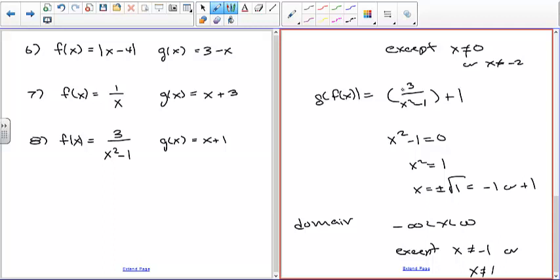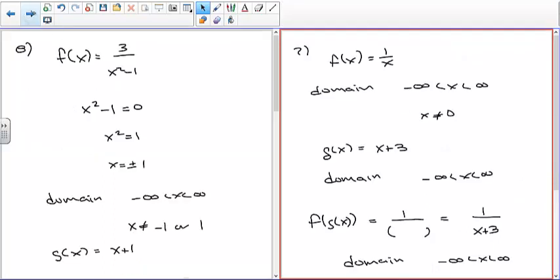And you see what happens if x equals 1, I'll get 1 squared, which is 1. 1 minus 1 is 0. 3 divided by 0 is undefined. And likewise, if you square negative 1, you get positive 1. Positive 1 minus 1 is 0. 3 divided by 0 is undefined. Okay.